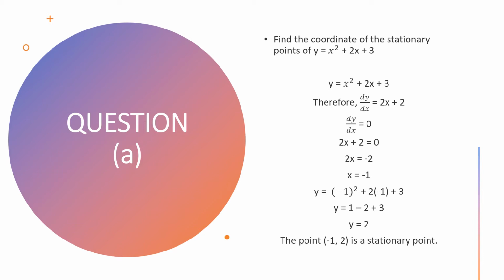Soalan A memberitahu bahawa find the coordinate of the stationary points of y sama dengan x kuasa 2 ditambah dengan 2x tambah 3. Jadi, bagaimana saya menyelesaikannya adalah pada mulanya, saya akan membezakan dulu persamaan y sama dengan x kuasa 2 ditambahkan dengan 2x tambah 3. Jadi hasilnya adalah dy over dx sama dengan 2x tambah 2.